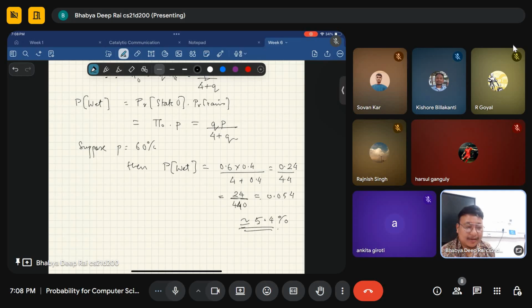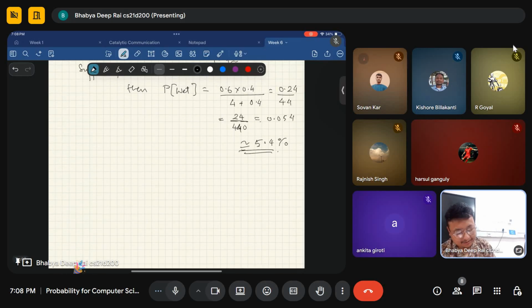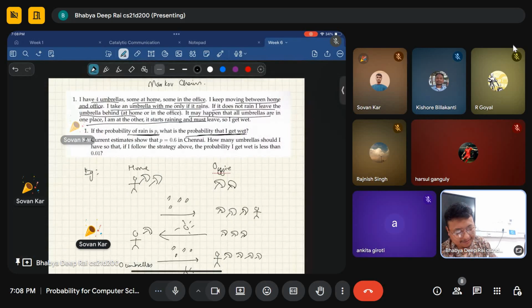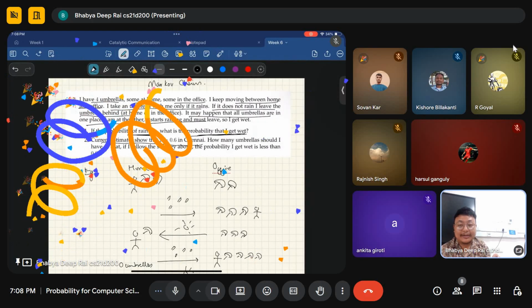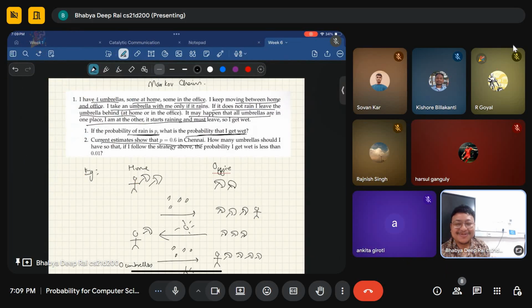Okay. Now, the question is, current estimates show that p is 60% in Chennai. We did that. What is the probability of getting wet? We did that. Now, here's the modification. How many umbrellas should I have so that I follow the strategy above and the probability I get wet is less than 0.1?